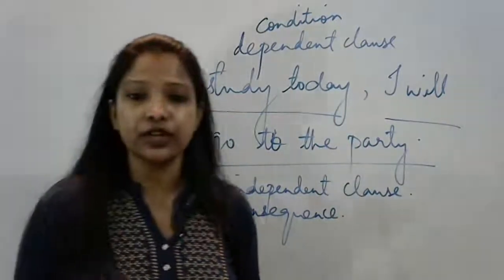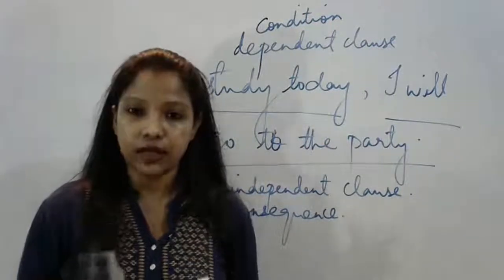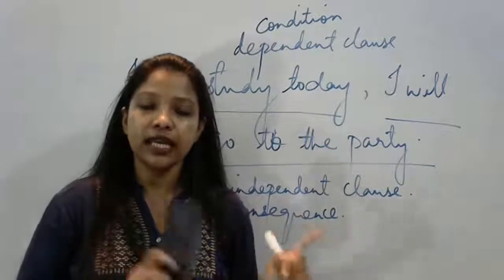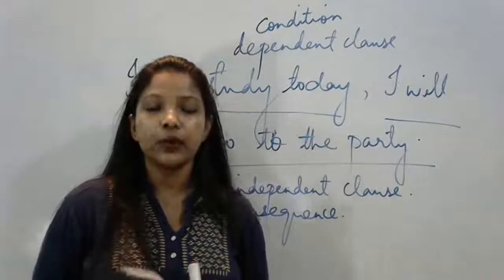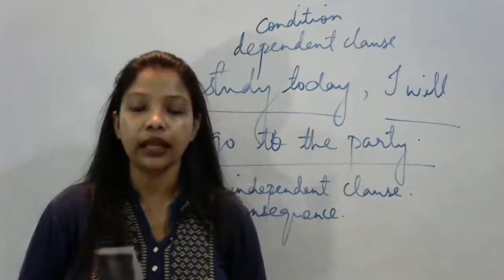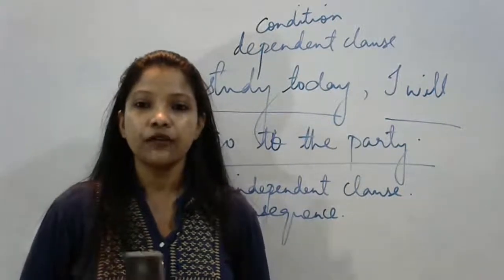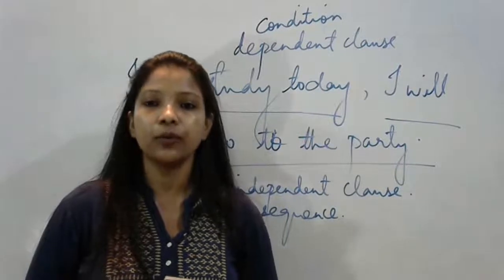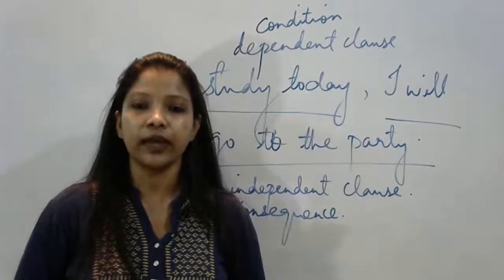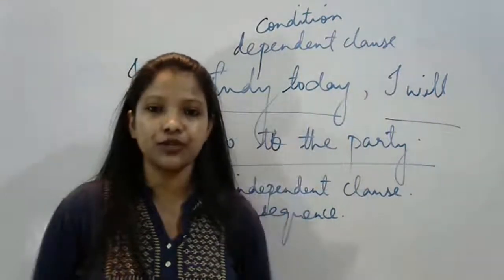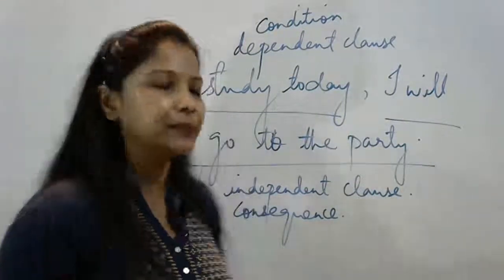Coming to the different structures. The first that we had discussed was type 0, which is if plus simple present, and the later part is also simple present. Then we had a discussion on type 1: if plus simple present, and the later part was simple future. I hope you all remember. Right? Okay. Give me a thumbs up if everything has come to your mind, type 0 or type 1, so that we can proceed with 2 and 3.